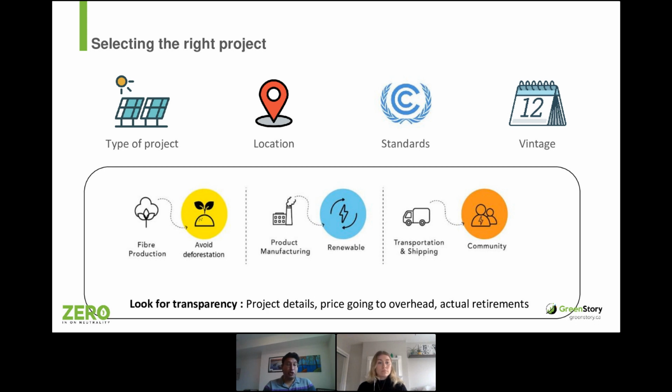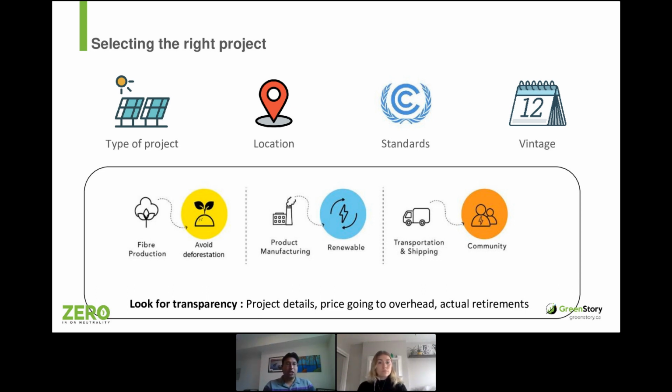The next thing we make sure is all the projects have the highest standards. So typically it would be Gold Standard, CDM, or VCS certified projects. But the most important thing for us is to make sure that we provide full transparency on the projects, the offset credit retirements, and the offset credit cost to our clients. So basically, for our fiber production, in case it's fashion, we will choose a deforestation project. For all the product manufacturing, we'll choose renewable energy projects, and for all transportation, shipping, and beyond that, we'll choose a community project to offset.